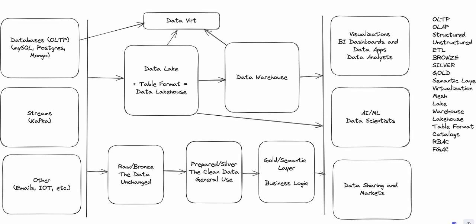And that is what we'll call the prepared layer, or my silver layer. There are different ways you can call it. Again, the point is the 3 steps. Whatever we call the 3 steps doesn't matter as much as that there are generally 3 steps. And this is the clean data for general use. Now, what does that mean?